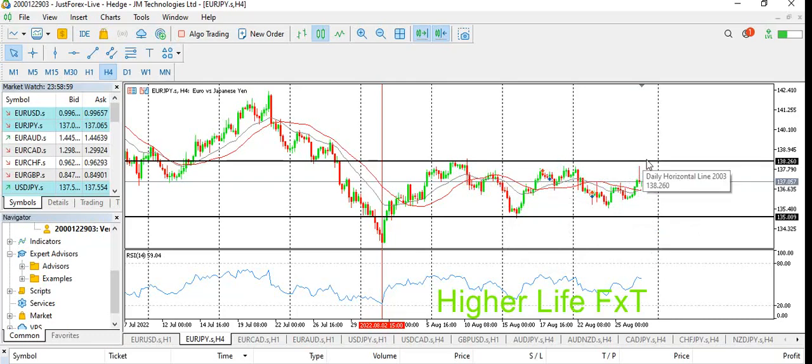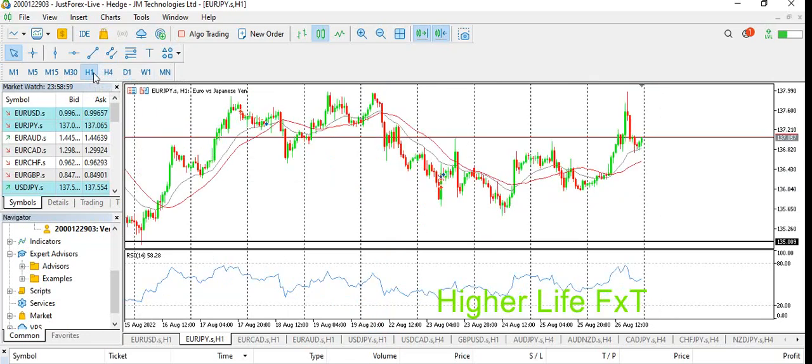Do you see it? The importance of drawing these lines. It is important to draw these lines. It shows you where the price is most likely going to bounce and reverse. Let's switch to 1 hour time frame.